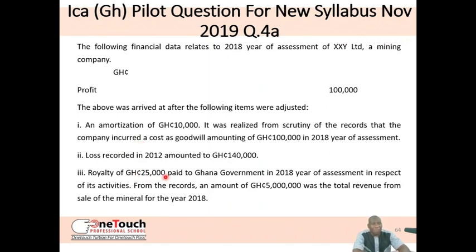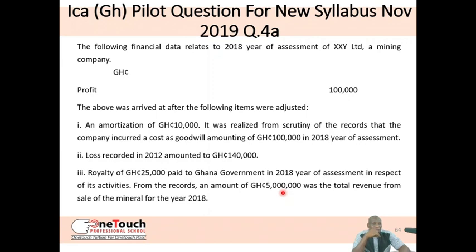Royalty of 25,000 paid to government. We were told that royalty can be expensed in the 2018 year of assessment in respect of its activities. From the records, an amount of 5 million was the total revenue from the sale of the minerals for the year. So from the records, the sale of the minerals was 5 million.